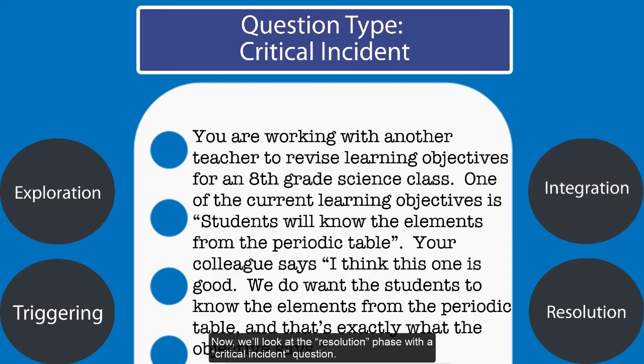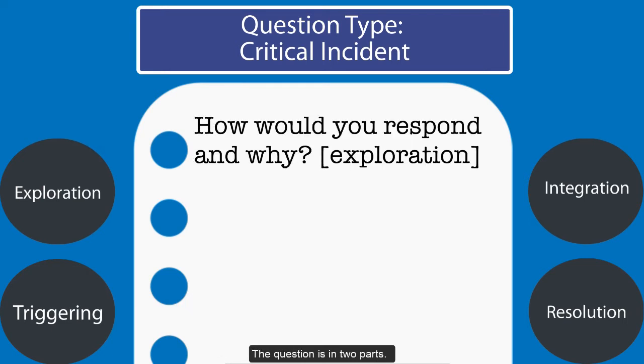Now, we'll look at the resolution phase with a critical incident question. We'll focus on this phase because it's most likely to elicit higher level cognition. I created a real-world scenario in which two science teachers are working to revise their course's learning objectives. And this question is in two parts.